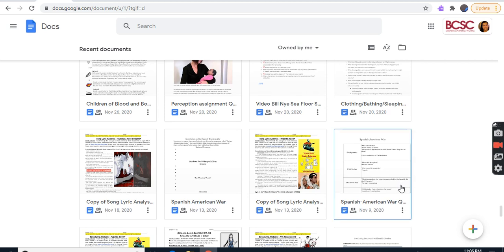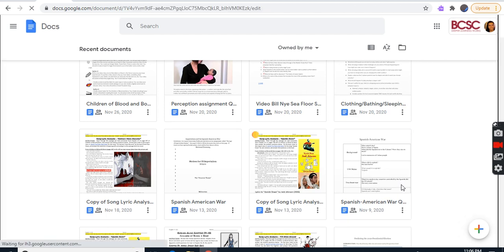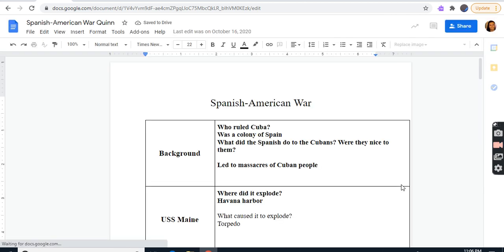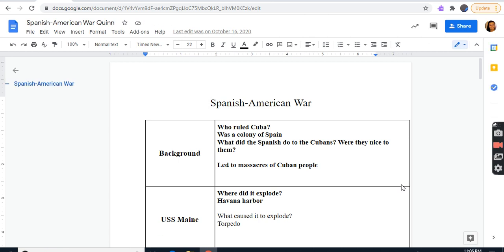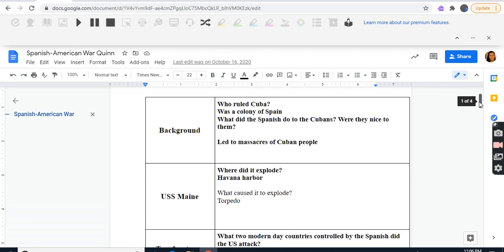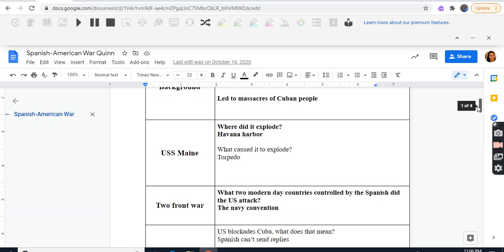Let's talk about the Spanish-American War assignment. Background: who ruled Cuba? It was a colony of Spain. What did the Spanish do to the Cubans? Were they nice to them? It led to massacres of Cuban people, so that's not nice. USS Maine. Where did it explode? Havana Harbor. What caused it to explode?